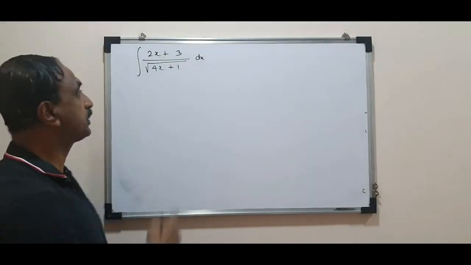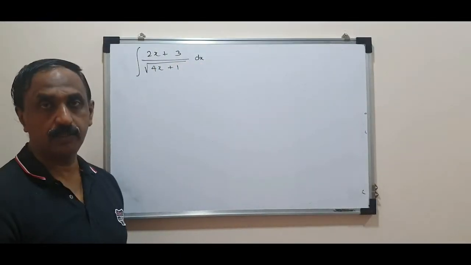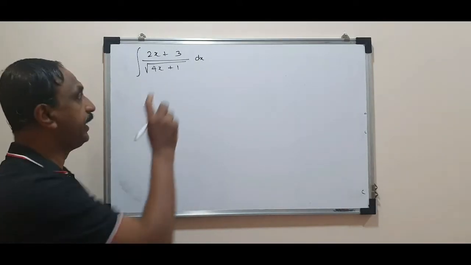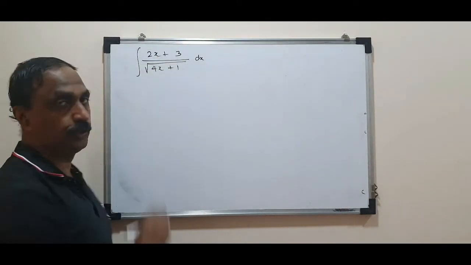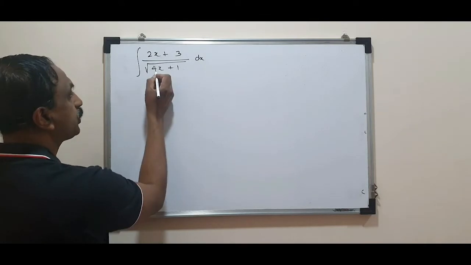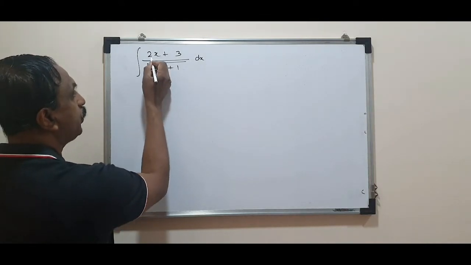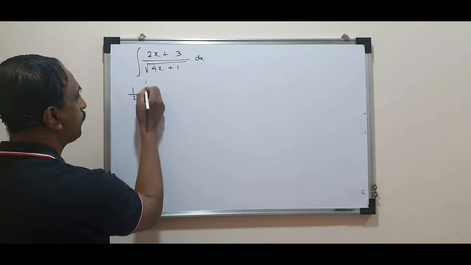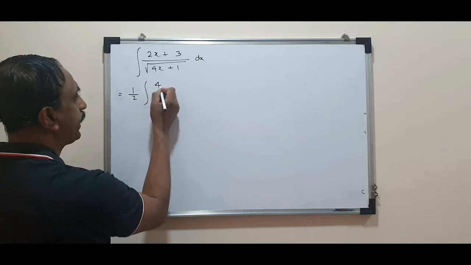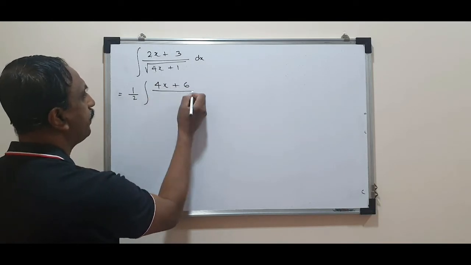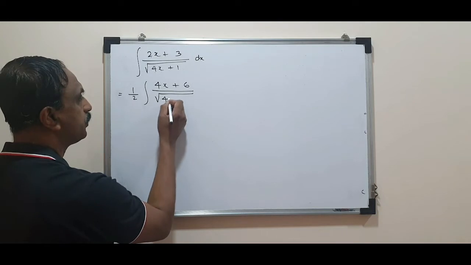Integral of (2x plus 3) upon root of (4x plus 1). Again the same idea we're going to apply. The denominator term will bring it to numerator. First and foremost thing, here it is 4x and it is 2x here. So divide and multiply with 2. So it becomes (4x plus 6) divided by root of (4x plus 1).